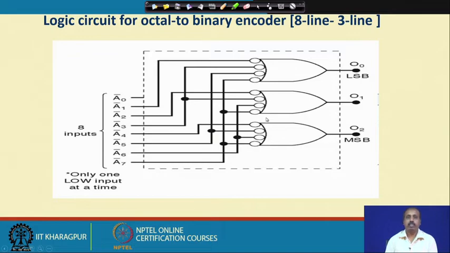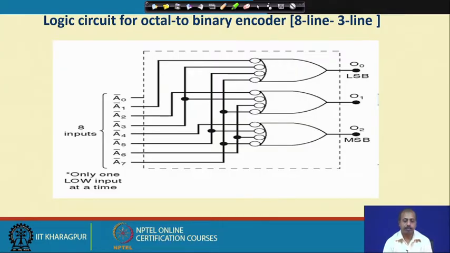Now, how do you realize the encoder? By means of basic logic gates. So, this is an octal to binary encoder. It has one octal input, A0 bar, A0, A1 up to A7. Whichever value you want to output, 0 or 3 or 4 or 5 or 7, accordingly the corresponding input line will be made equal to 0.